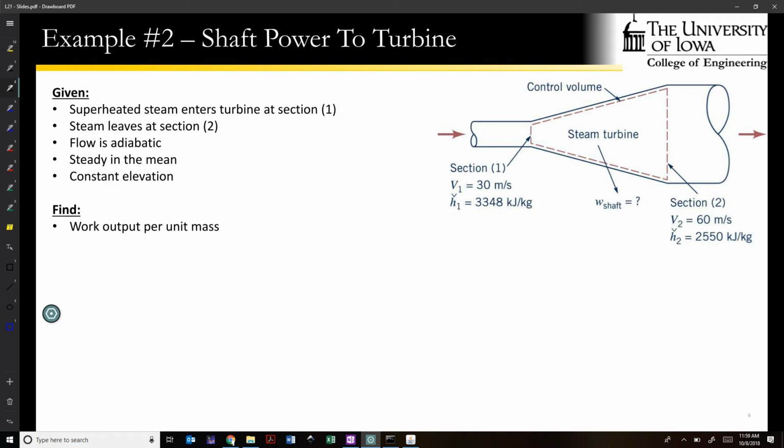Okay, so we've got superheated steam entering at section 1, regular old, just heated steam, leaving at section 2. We're assuming the flow is adiabatic, steady in the mean, and that it remains at a constant elevation. What we're asking to find is the work extracted through this turbine per unit mass of flow through it. So, if the work per unit mass is W dot S over m dot, equals this little w right there.